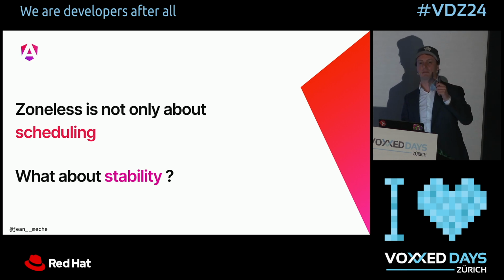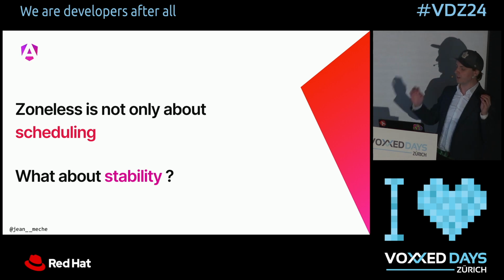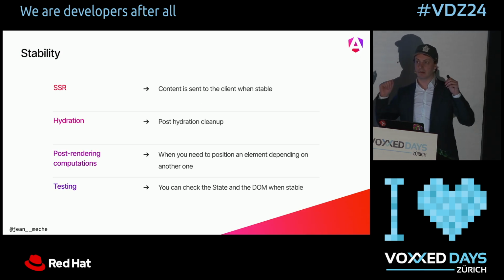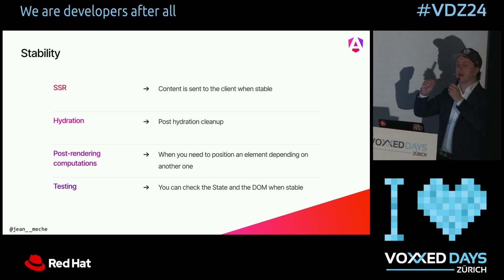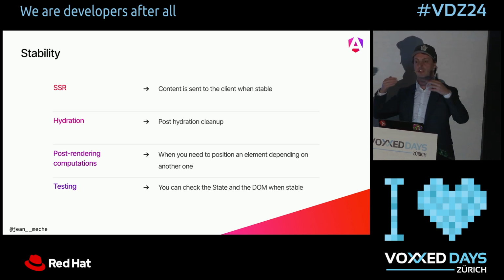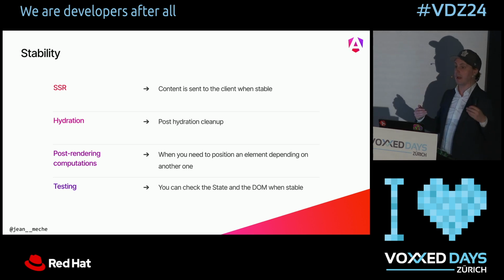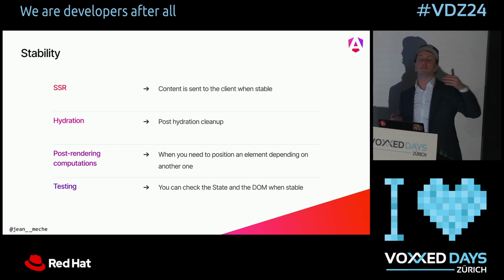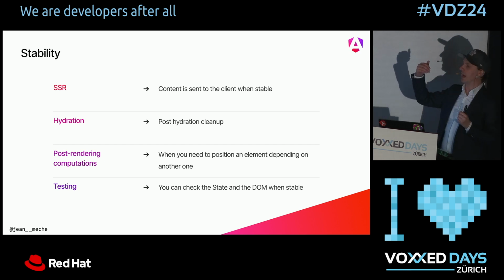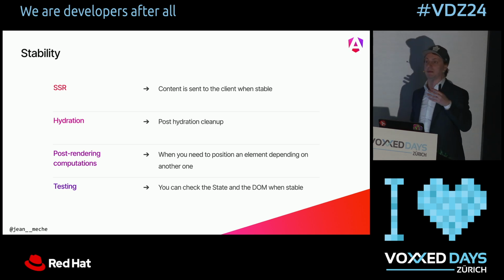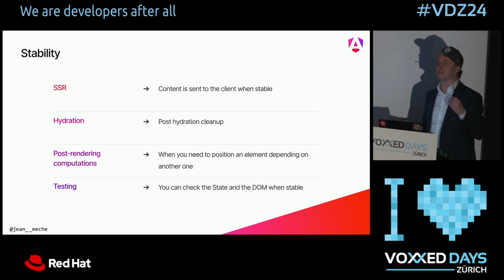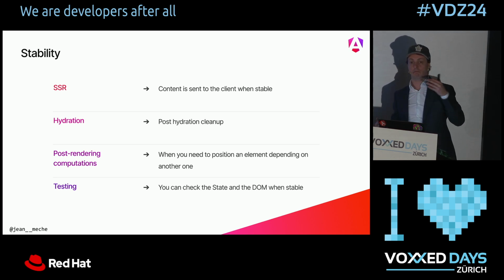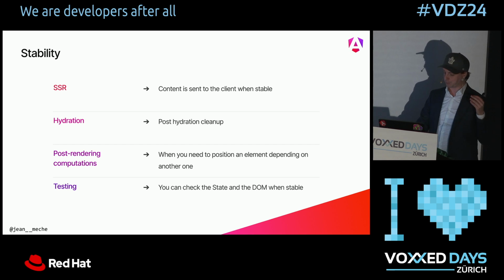There is stability. When you do, for example, server-side rendering, the server-side part needs to know when the app is ready to send the generated HTML to the client. And it's based on knowing if the application is stable. If you have, for example, a pending request or a pending interval or a pending timeout, this will make your application unstable. So we will need to know when the application is stable or not.